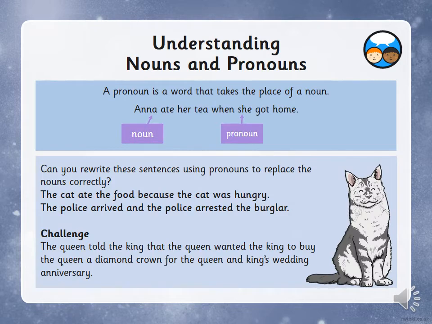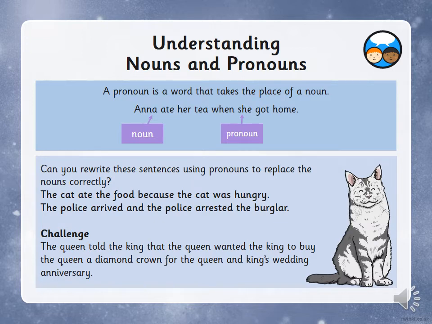A pronoun, again, is a word that takes the place of a noun. The example is still there. Now what I want you to do is, can you rewrite these sentences using pronouns to replace the nouns correctly? Okay, pause the video for around a minute or so.